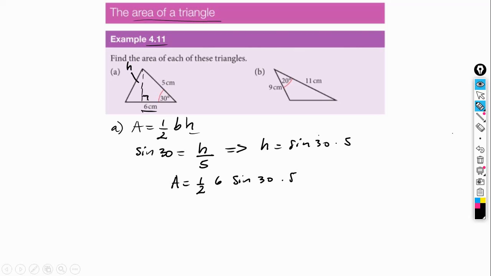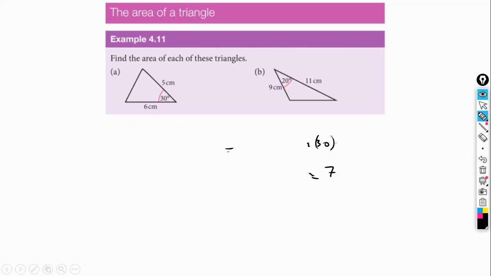Now, in the calculator, you're going to see a parenthesis here, and you don't want to multiply the 30 by 5 directly, right? Okay, plug this into the calculator, and it's going to give you approximately 7.5, in this case, centimeters squared. So now let's focus on B.